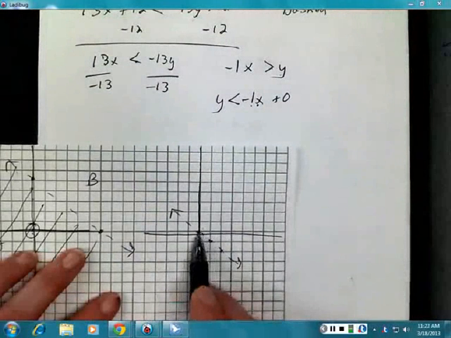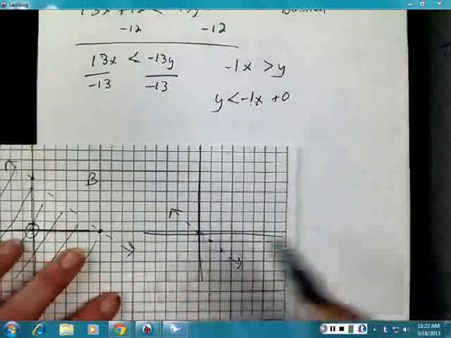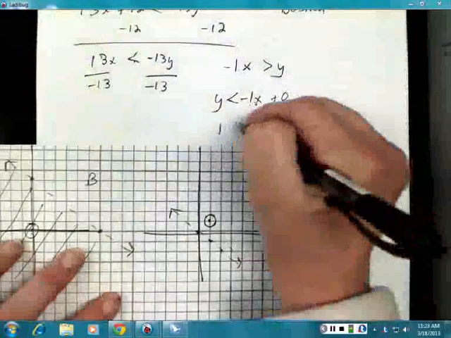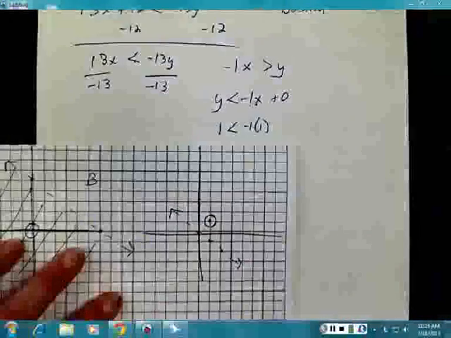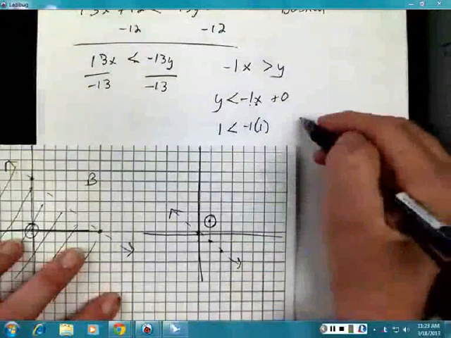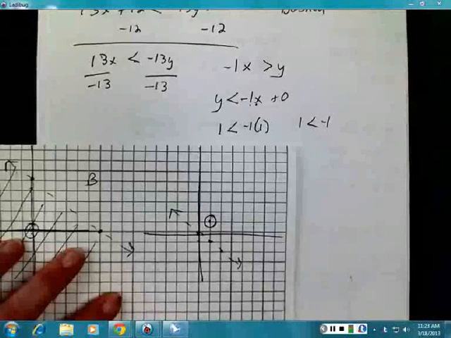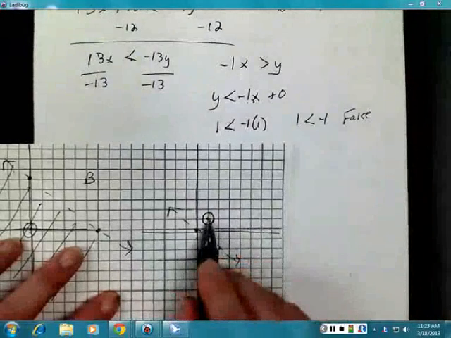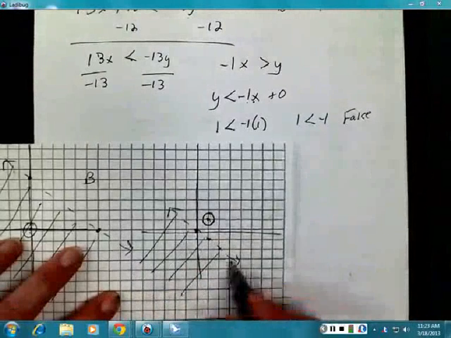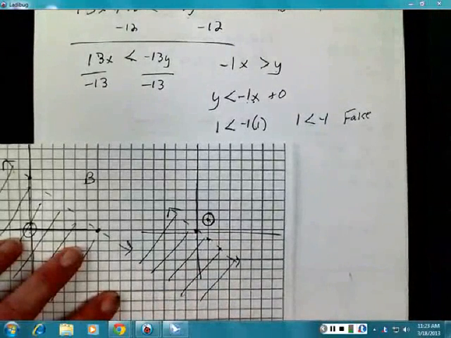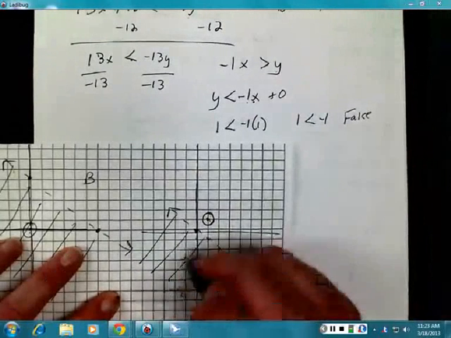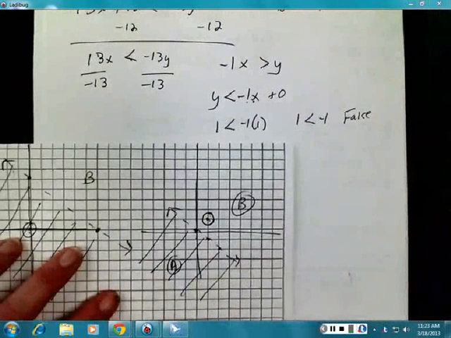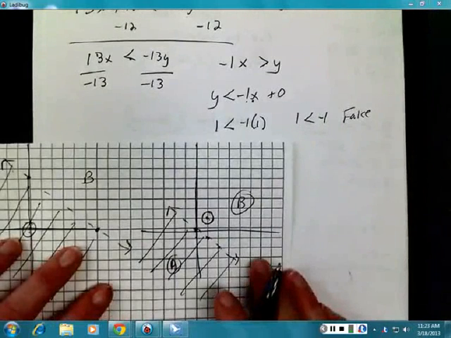So can I use my same test point? I can't because 0, 0 is on my line. So I need to find another test point. The next easiest one to use is 1, 1. So is 1 less than negative 1 times 1? So is 1 less than negative 1? True or false? False. Since it's false, I do not want to shade where that's at. I want to shade below. They're the opposite side. And again it will label this as A and B, so you would pick side A to shade.